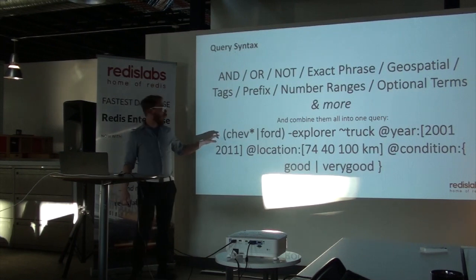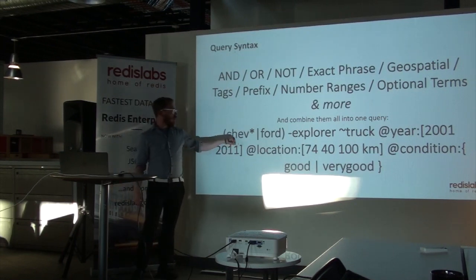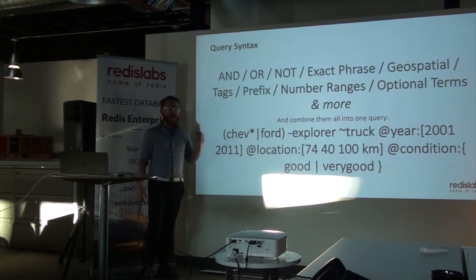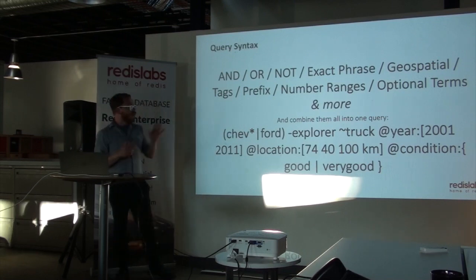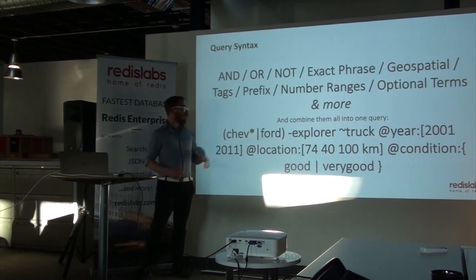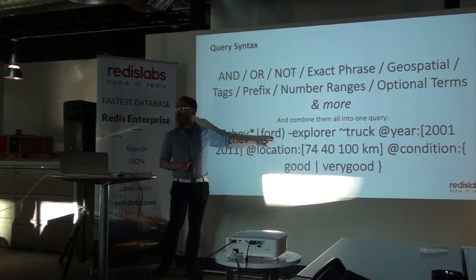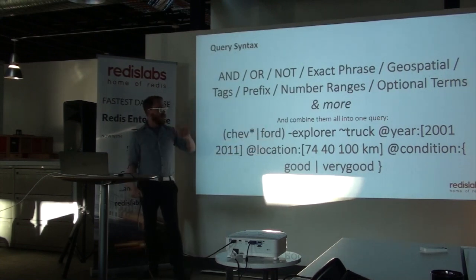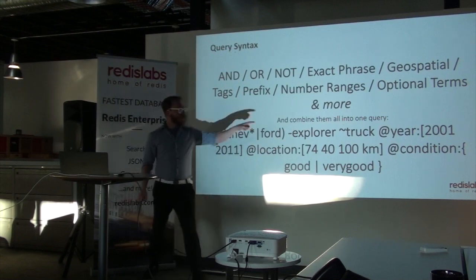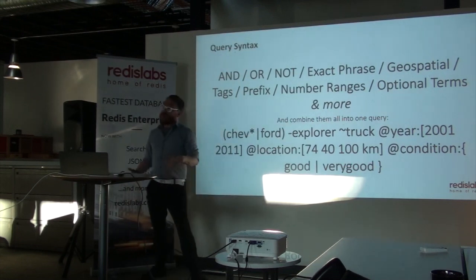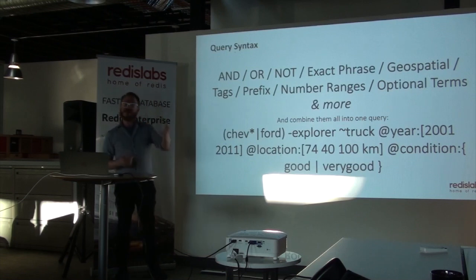Okay. So I'm going to say something starting with CHEV, asterisk, so that will find anything starting with that, or Ford, so this would find Chevrolet or Ford. I don't want to find Explorers. The negative operator here says no, that's a negative. Optionally, the little tilde is a truck, so hey, that's great. Like a truck will be higher in the result set.